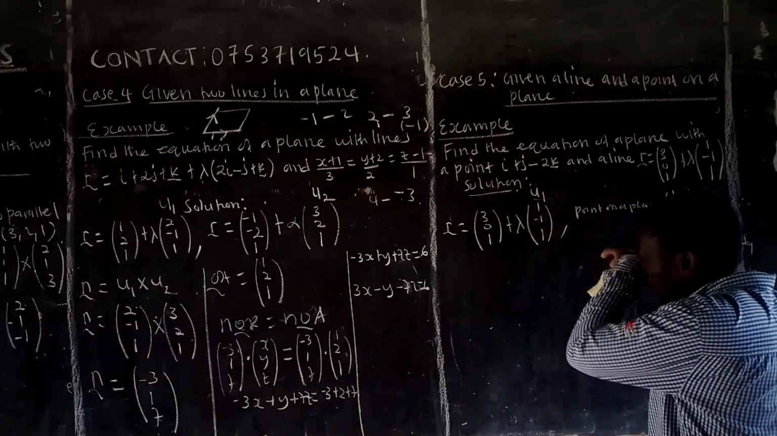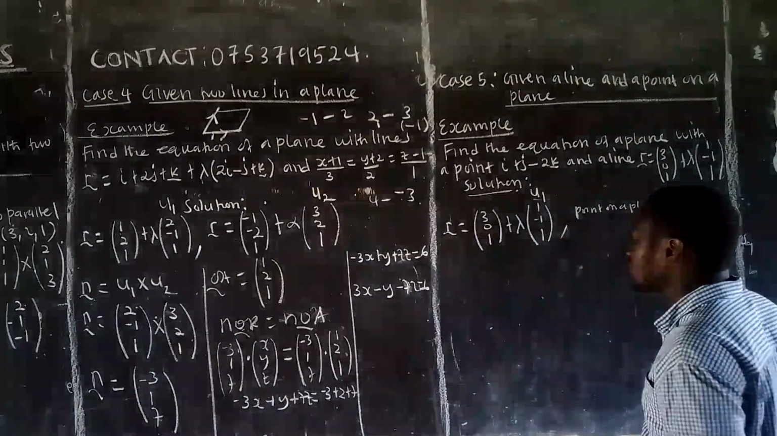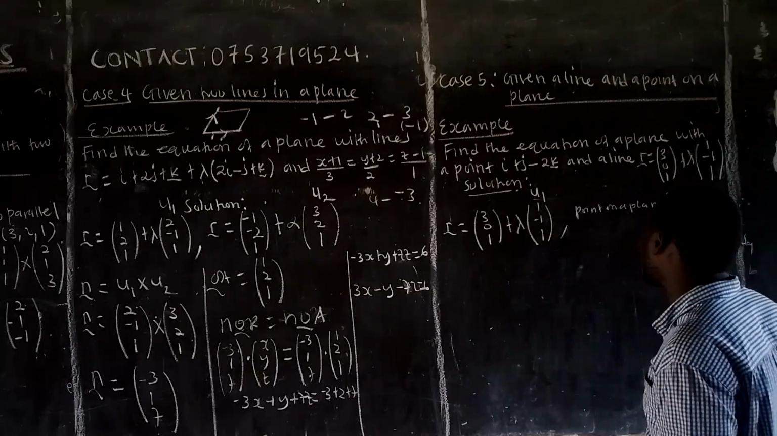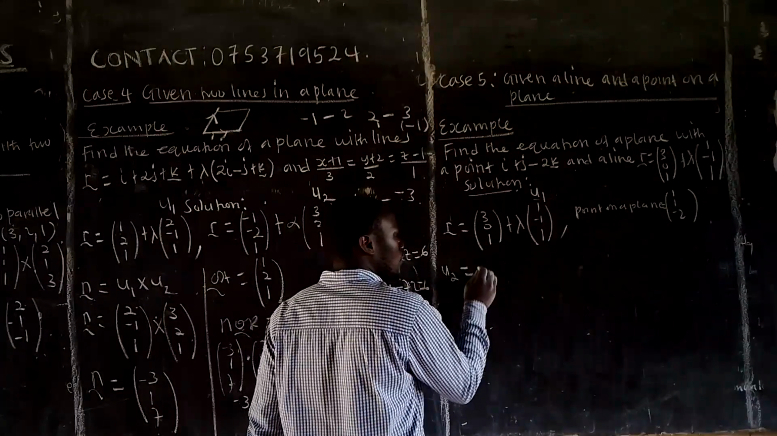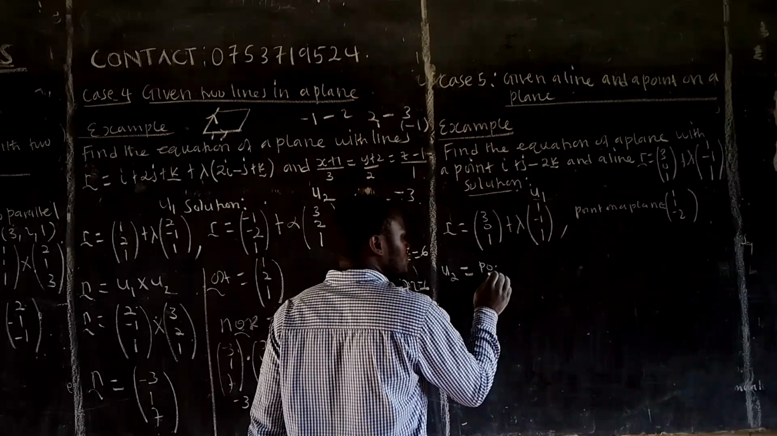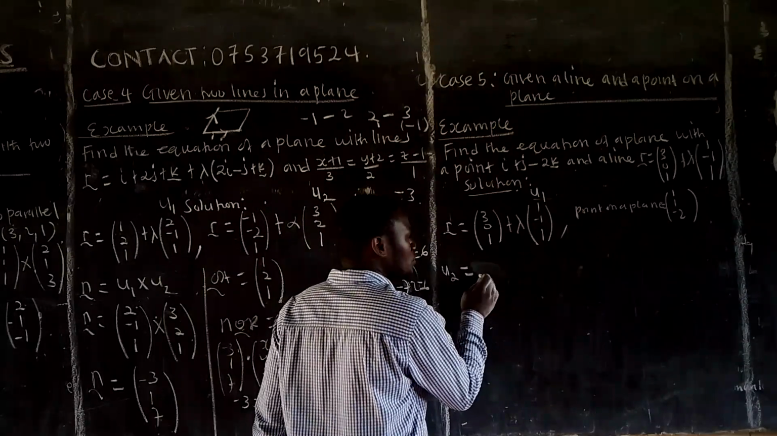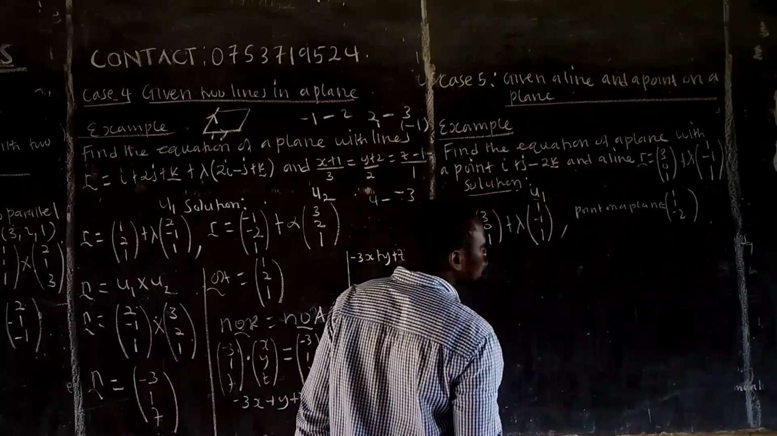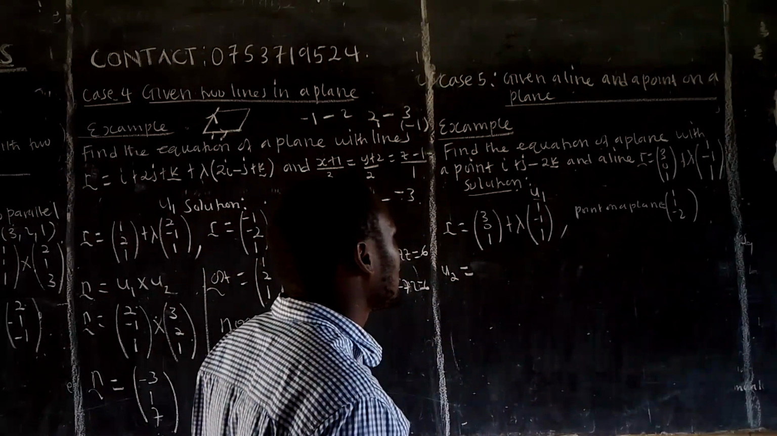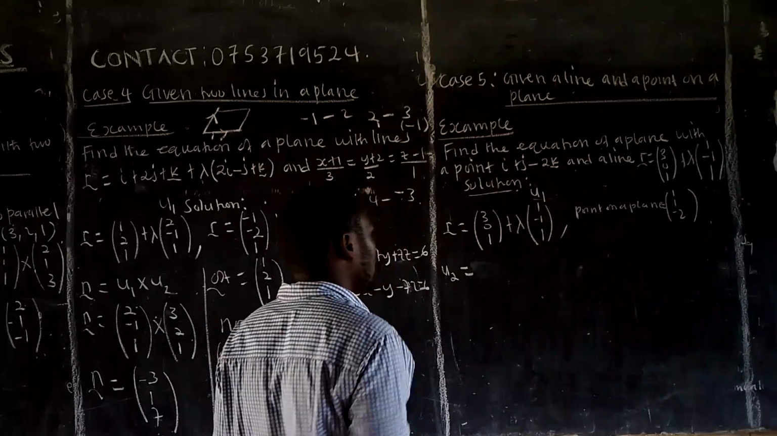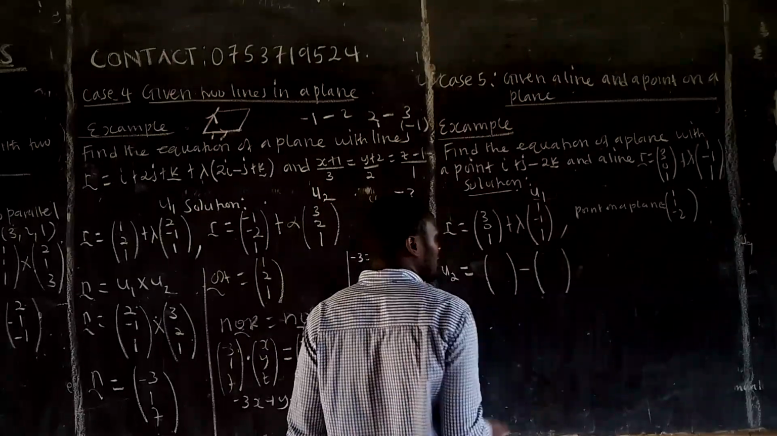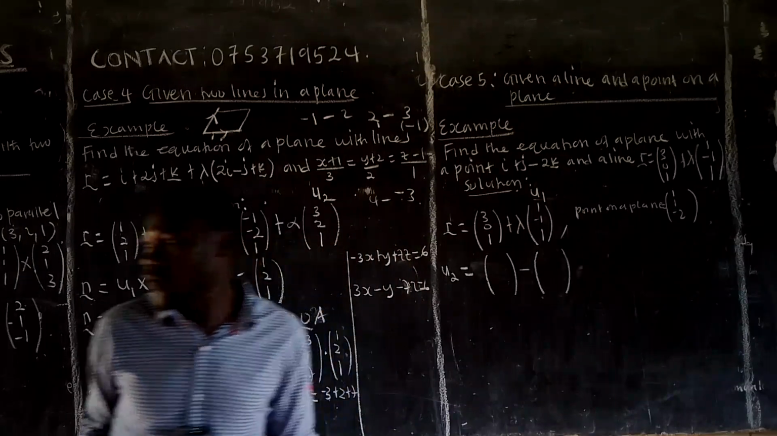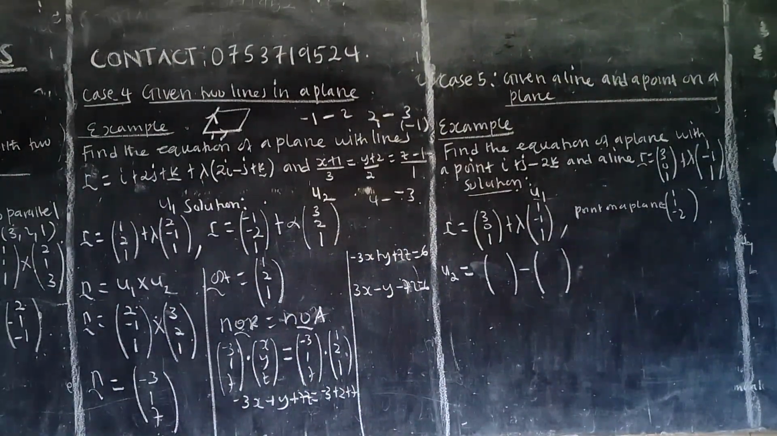Now, I have u1, but I want a parallel vector so that I can cross u1 times u2. What are we going to do? To get u2, you subtract the point on the plane minus the point on the line. Remember, to get parallel vectors, we just strictly subtract.